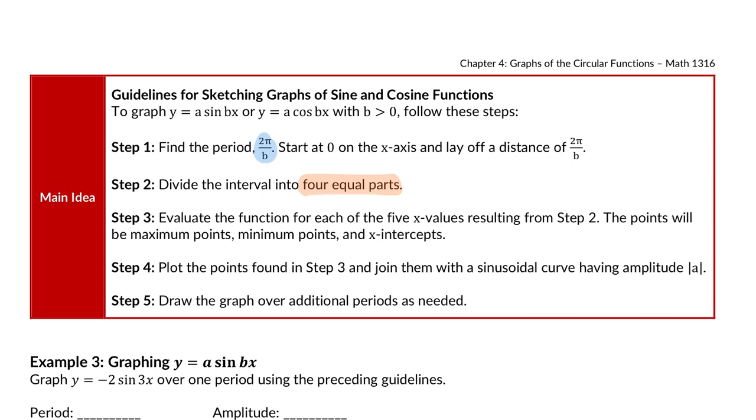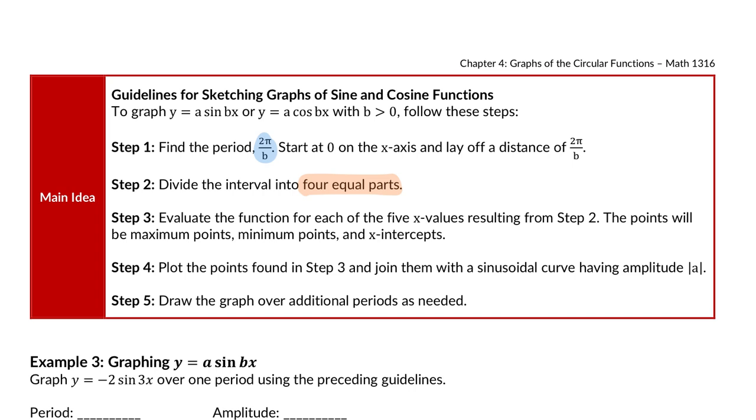We're going to evaluate the function for each of the 5 x values resulting from step 2. I know it says 4 parts, but include 0. That's the 5th value. The points will then be your maximums, minimums, and your center lines or x-intercepts.